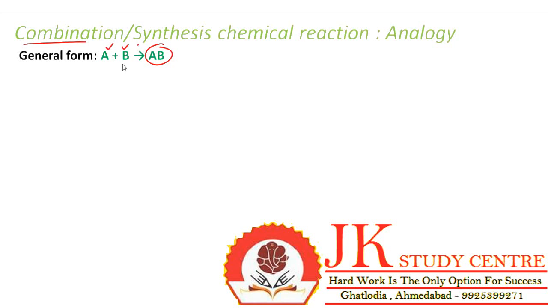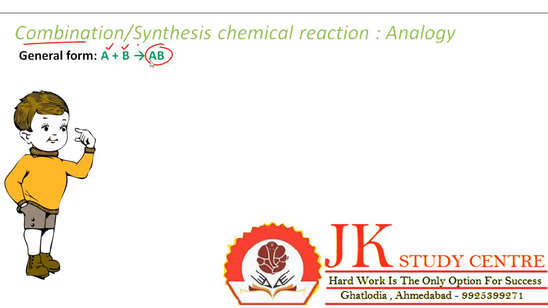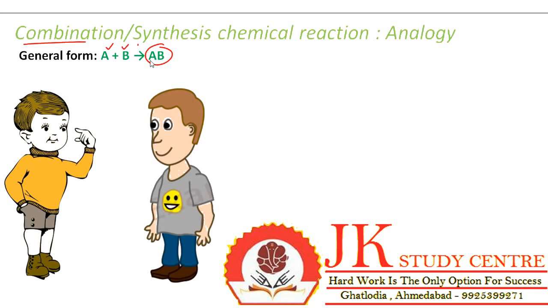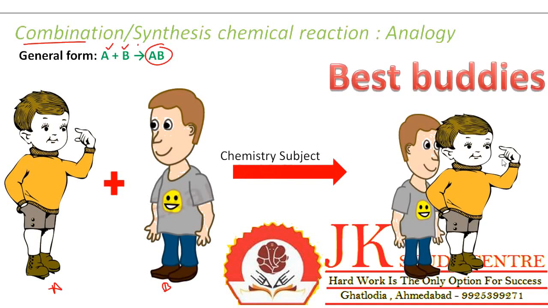External thing is required, right? Extra condition. But the general logic is you have 2 chemicals that combine or synthesize to form AB. So the analogy is there's one guy, there's another guy. There are 2 guys, you can say A and B. Now they both like the chemistry subject, and if you see that, they become best buddies. So this is one compound.